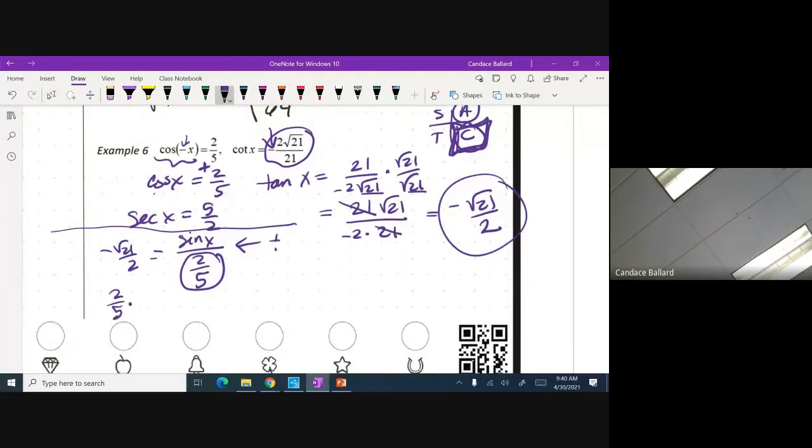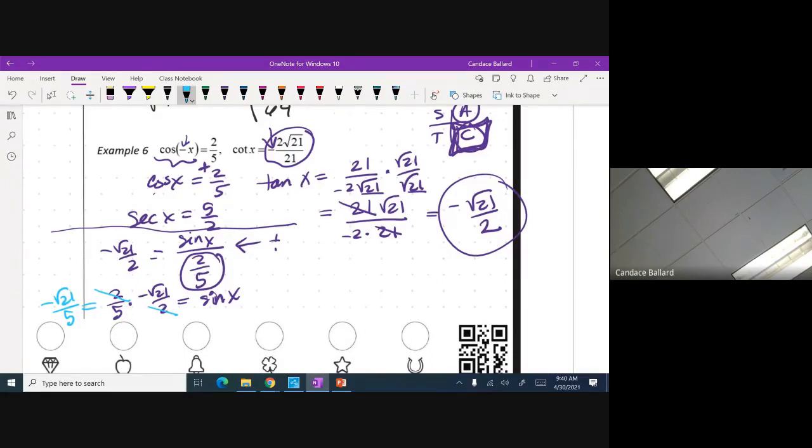So 2/5 times negative square root of 21 over 2 equals sine x. And we like that because look at what happens with those 2's. So we get that it's negative square root of 21 over 5, which makes sense. Sine is supposed to be negative in quadrant 4.